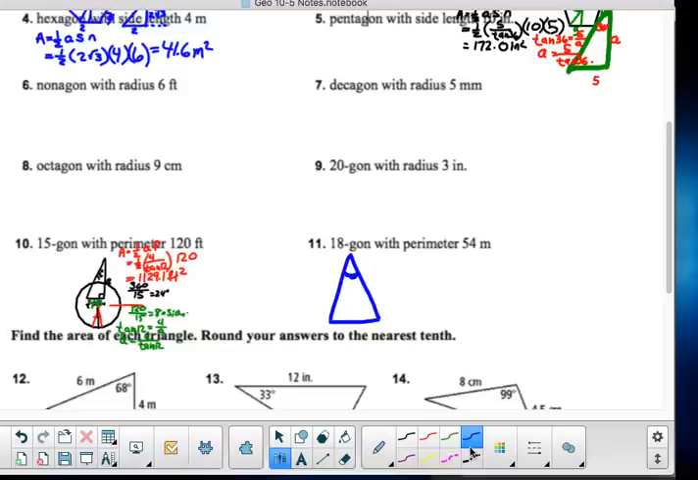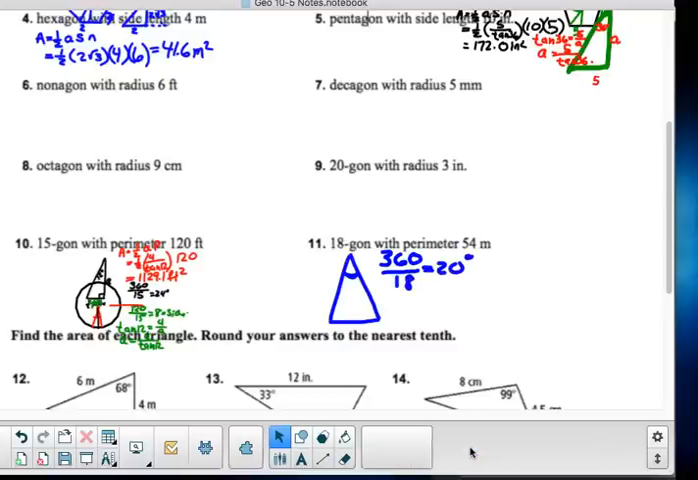I've got to find this angle. That is 360 divided by 18, which equals 20. That's 20 degrees. Cut the 20 in half, and that is a 10-degree angle that is created when I drop the apothem. So this is 10 degrees. Now, that's a right triangle.